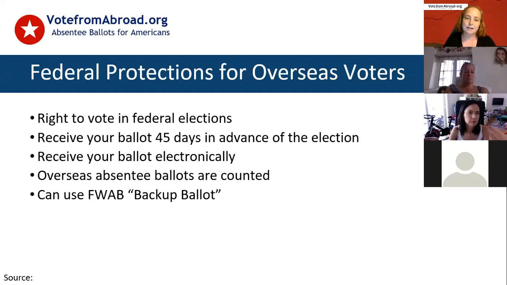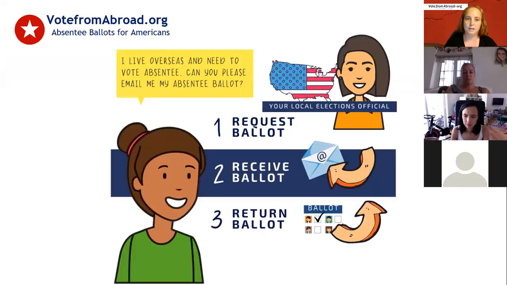It also entitles you to this backup ballot process. The backup ballot has this silly name called a FWAB, which is a federal write-in absentee ballot. These are special things just for overseas voters. You get to get your ballot electronically if you request it to be sent to you electronically. Every state is supposed to be able to do that. However, not every state will allow you to return your ballot by email.